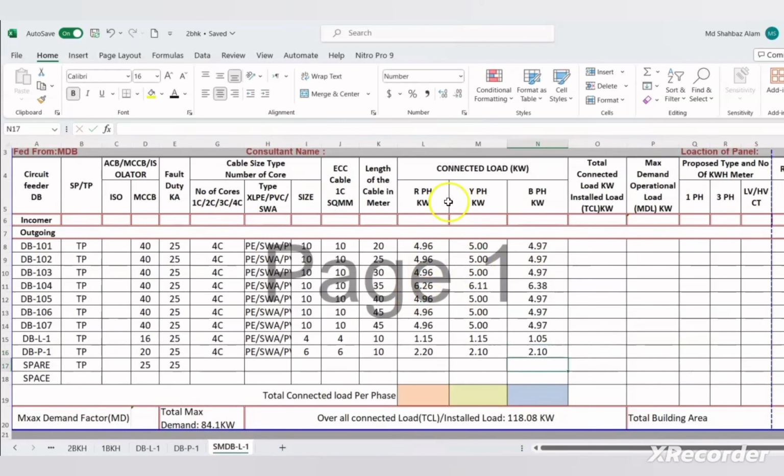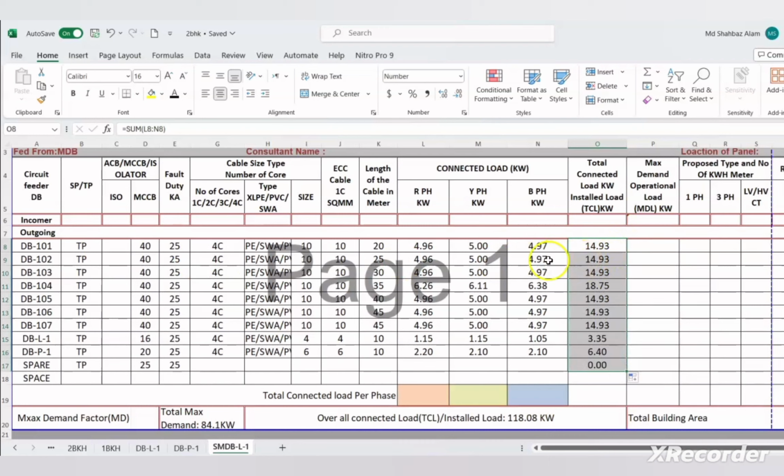So I got all the R phase load, Y phase load and B phase load for each DB. In order to get the total connected load, what we will do, we will sum it. The R phase load, Y phase load and B phase load. Very clear. So I will write sum and this 2, this 3. So this is the sum of this, the total load on DB101. The same formula I will apply for all other phases.